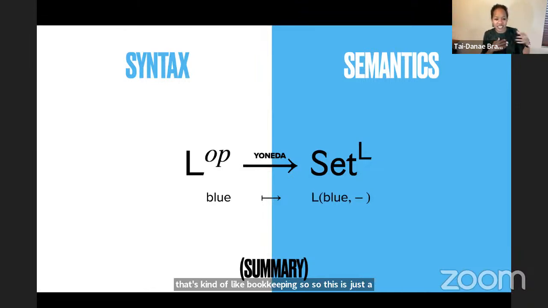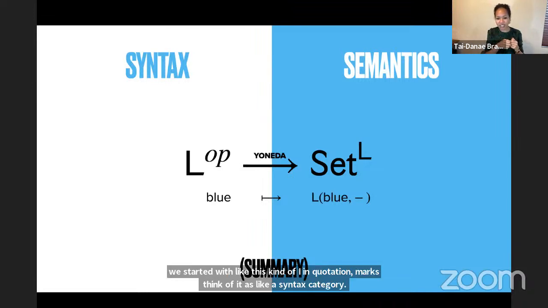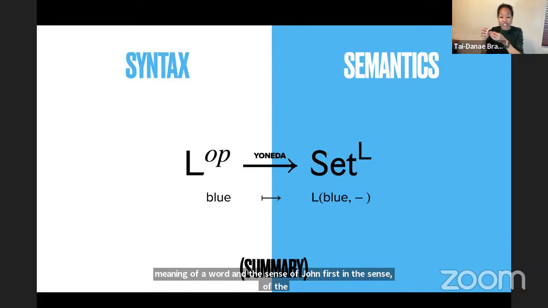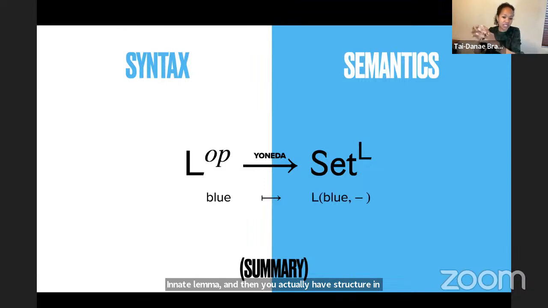We started with what, in quotation marks, you can think of as a syntax category, very bare-bones. It just tells you what goes with what. Not a lot of structure, like no structure. But if you pass to copresheaves, or functors from that category into Set, you have the ability to capture something of the meaning of a word, in the sense of John Firth, in the sense of the Yoneda lemma. And then you actually have structure in that category, and you can start to combine things in a way that feels like logic or maybe reasoning.